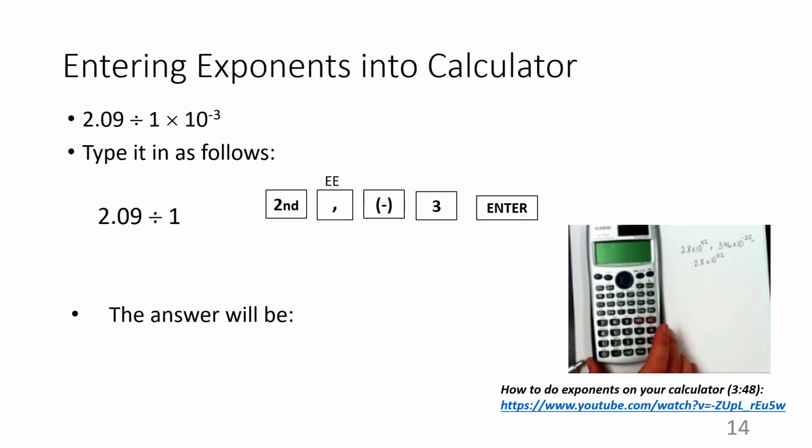Just to recap how you want to enter this into the calculator, if you have 2.09 divided by 1 times 10 to the negative 3, what you'll type in is 2.09 divided by 1, then you're going to use the second function EE, which means times 10 to the power of, then you're going to use the negative sign and 3. Finally, you'll hit enter, and that will give you your answer of 2,090 milligrams.